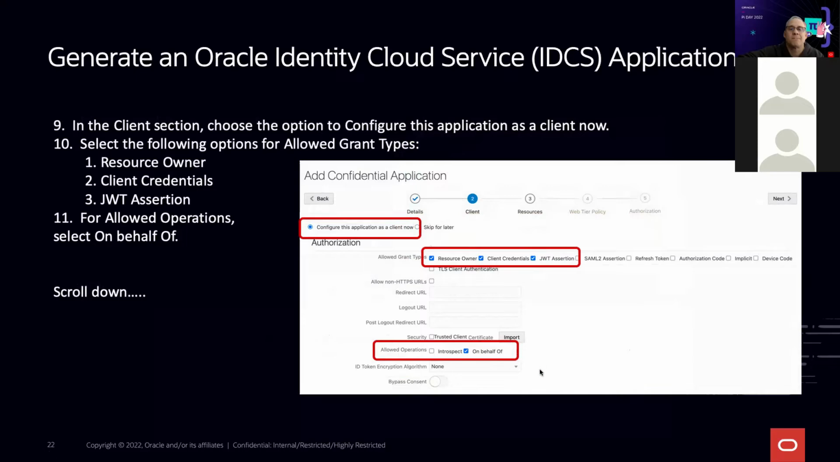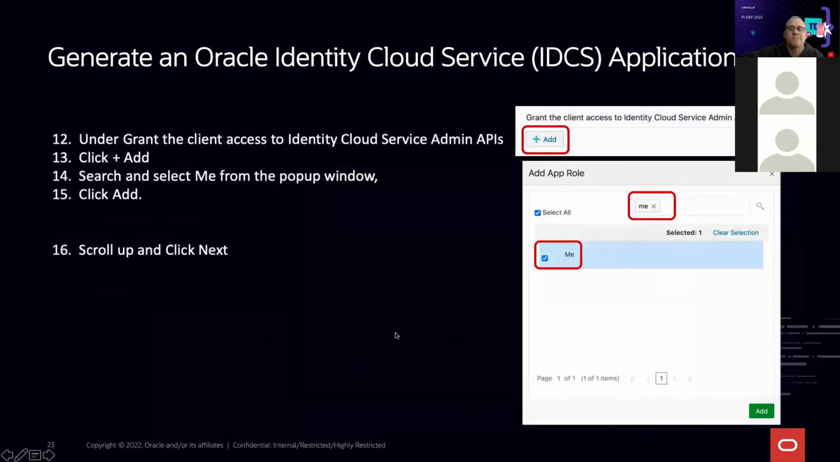Once we have those options checked, we're going to scroll down on that same page, and there's actually going to be an option to grant client access to Identity Cloud Service Admin APIs. And from there, you can click Add, and then you can either scroll down and find the option for me, or you can simply type in the search field me, and once you check that, you select that checkbox, you should be able to click Add again and add yourself as somebody who has that kind of access.